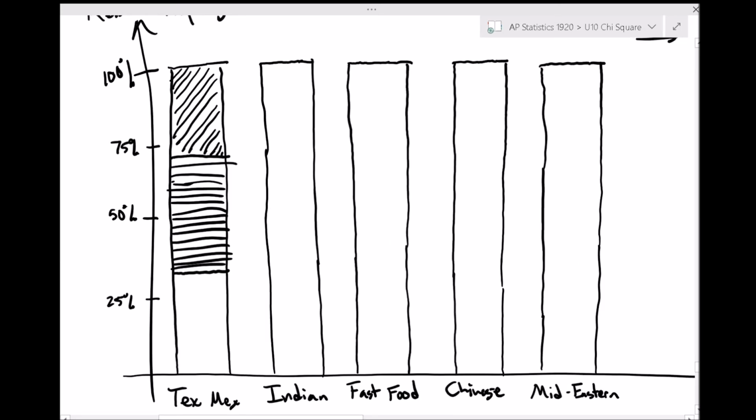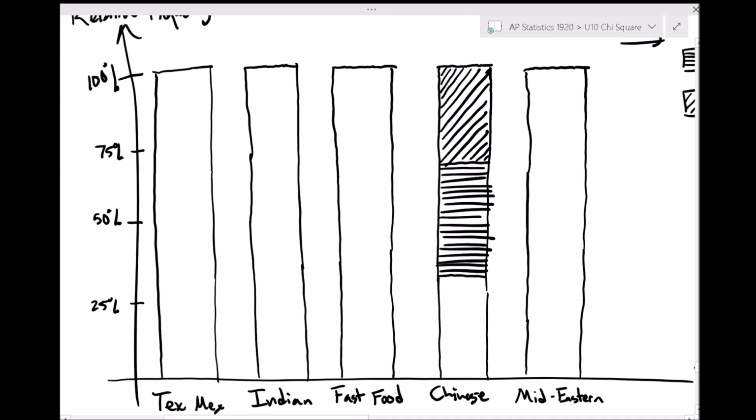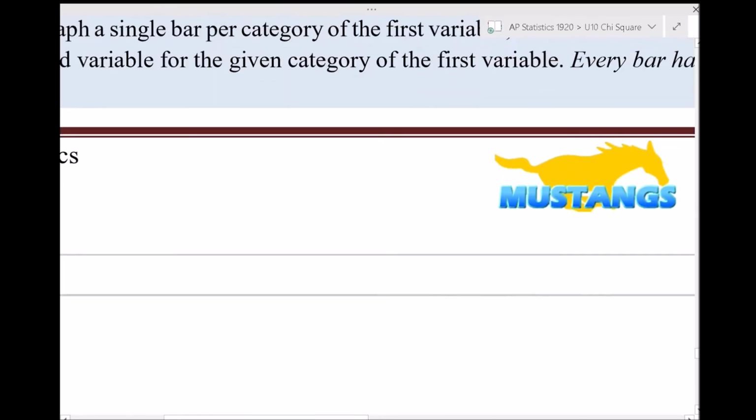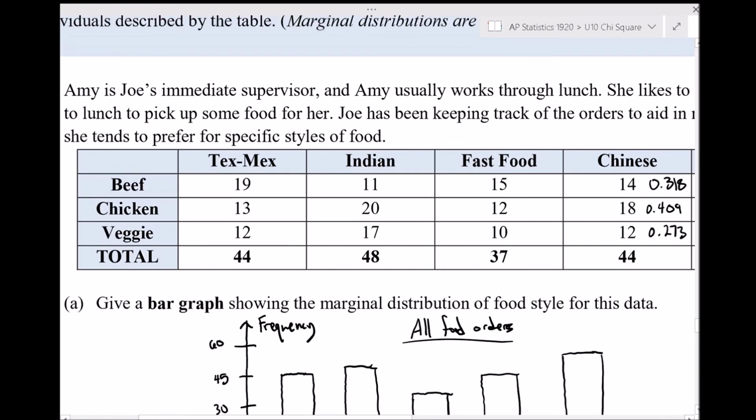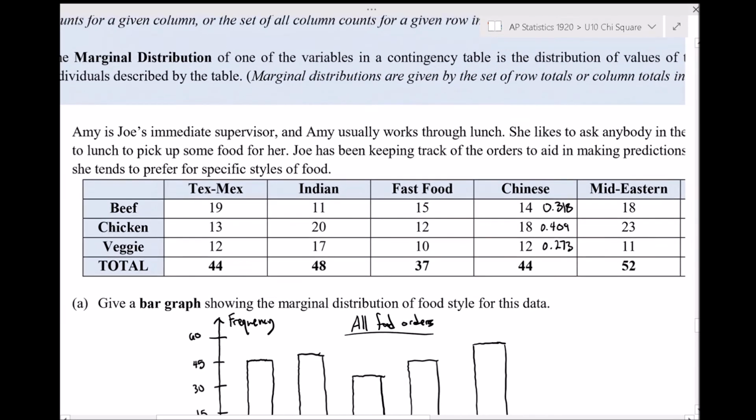And I did that in the wrong one, didn't I? That's in the Tex-Mex one. That's supposed to be in the Chinese one. And I'm going to have to erase that and do that one over. So there we go, I fixed it. And I went ahead and transferred that over to the Chinese one. What we got to do is the math for Tex-Mex, Indian, fast food, and Mid-Eastern. So I'm probably going to fast forward to that too. I'll get started with the Tex-Mex one, and I'll come back once I have all of them.